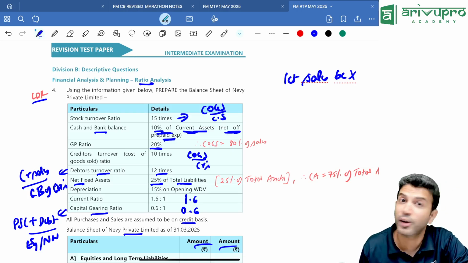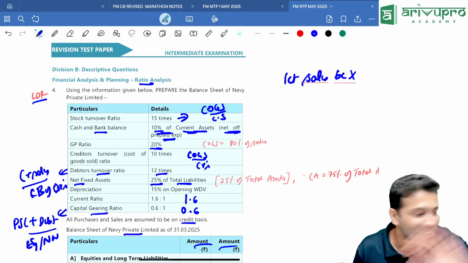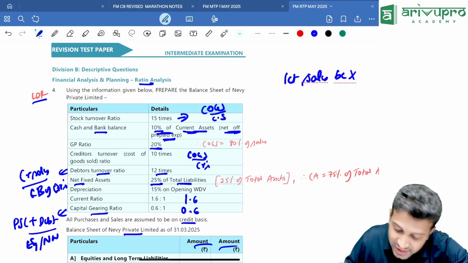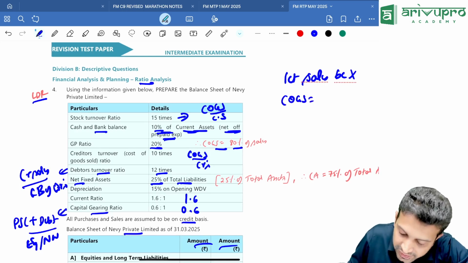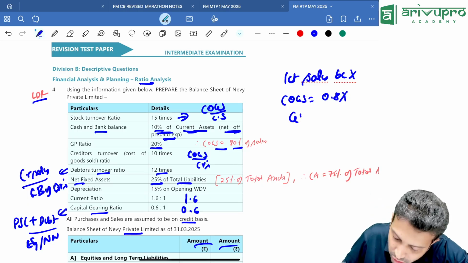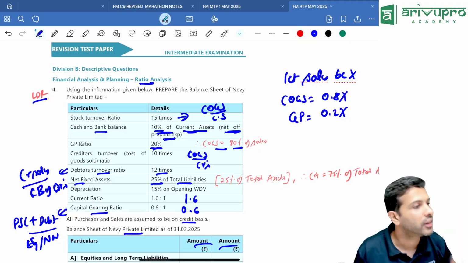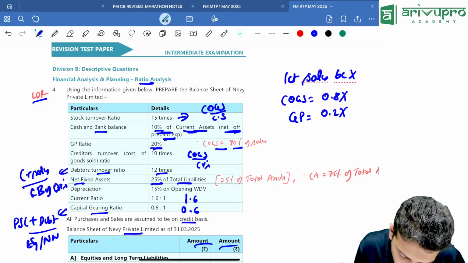That X method. We don't like our X's, but still we have to use our X's in this problem. Okay. So let the sales be X. Correct? Sir, if sales is X means COGS will be how much? 80% of sales. So it will be 0.8 X. How much will be your GP? GP is 20% of sales, which is 0.2 X. Done. Everybody cool? Now let's calculate your debtor.